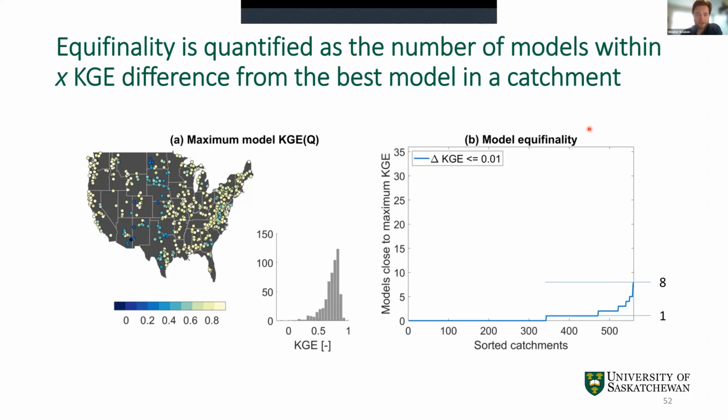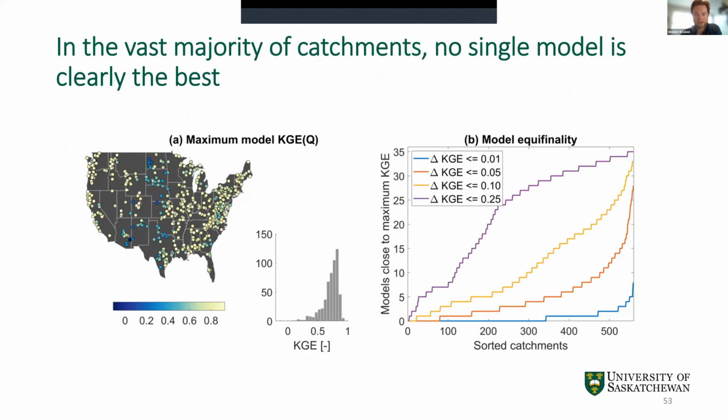And if we reduce this threshold, if we make this a little bit more lax, of course, the number of models goes up. I particularly like the orange line, which is a KGE difference of 0.05, because these efficiency scores tend to be quite uncertain themselves. So I think considering everything within 0.05 difference away from a model to be effectively the same is fair. And what we see is that in the vast majority of catchments, you'll find at least 1 or 2 or 3 or 4 and up to 28 models that are that close together in terms of efficiency scores on unseen data.